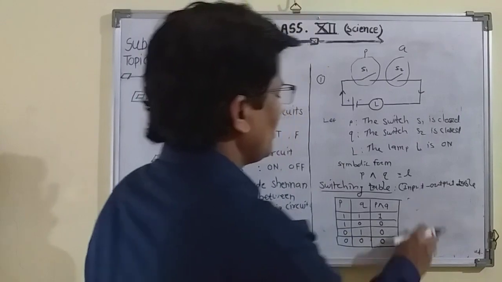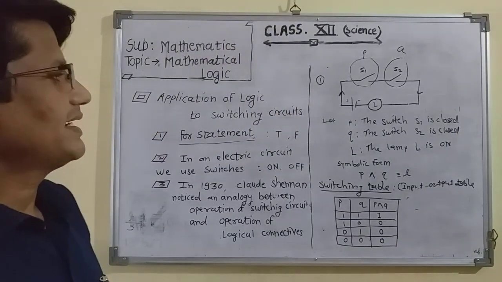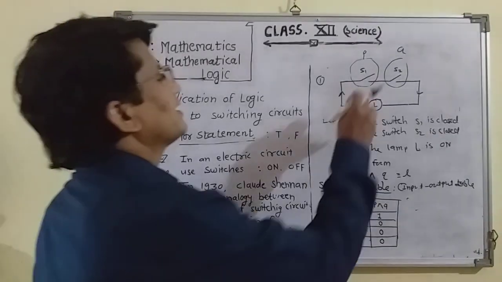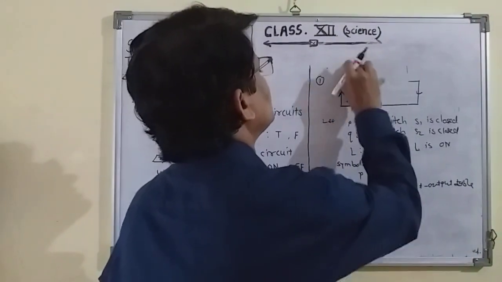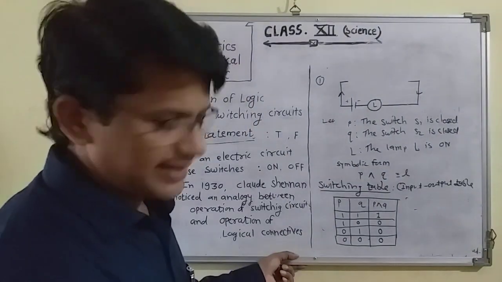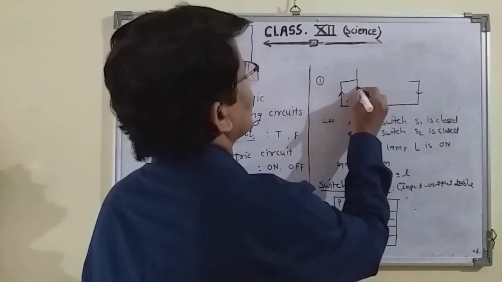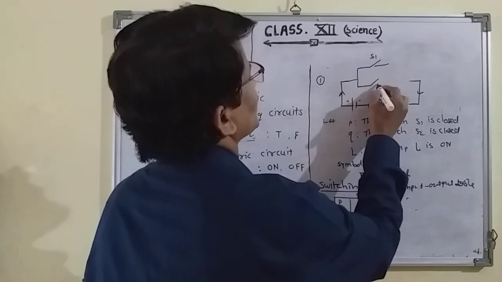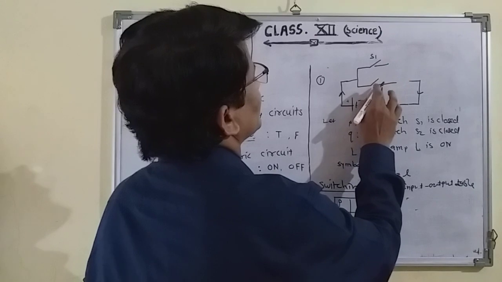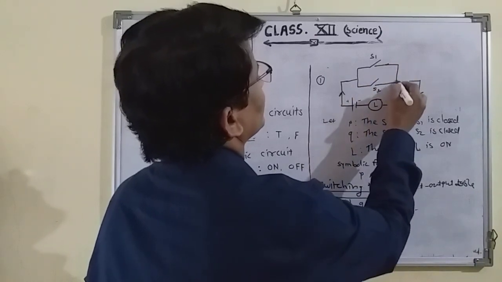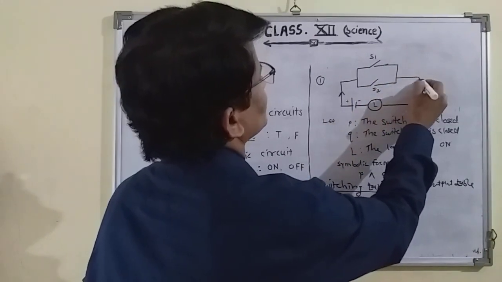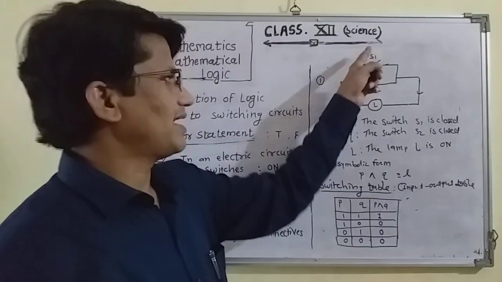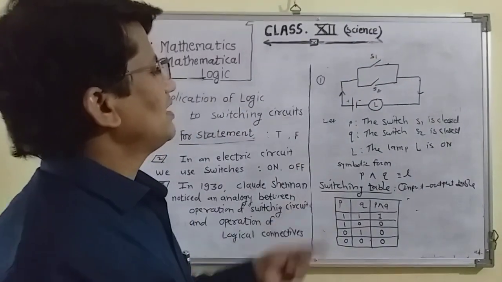Okay. Now let us see the second type of switch arrangement. Instead of connecting the switches in series like this, here I am taking a parallel arrangement. S1 and S2, these are two switches connected in parallel. See here, S1 and S2, these two switches are in parallel form. This line is parallel to the other one.